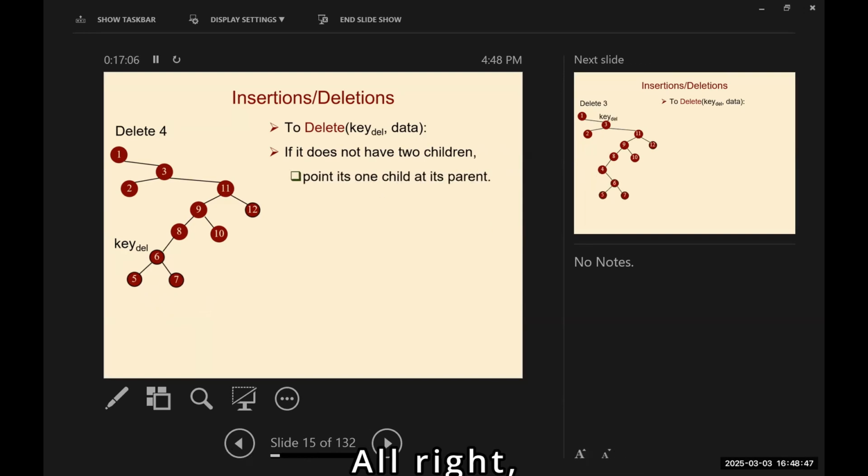All right. So if it doesn't have 2 children, if it only has 1 child, right, then you can delete it and point the parent at the 1 child, right? That was pretty easy.